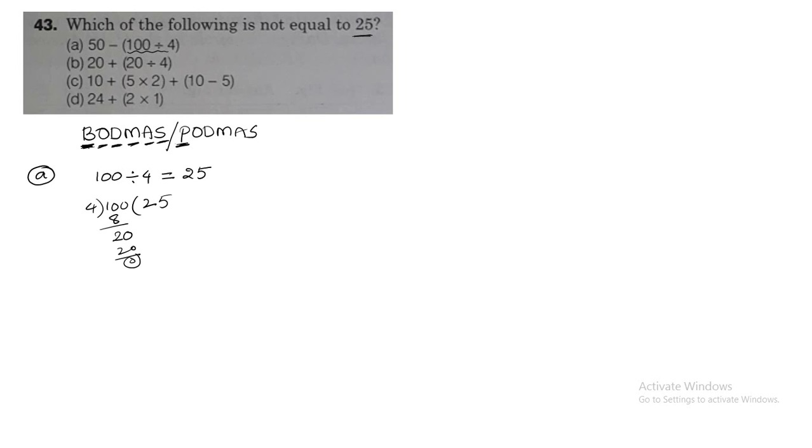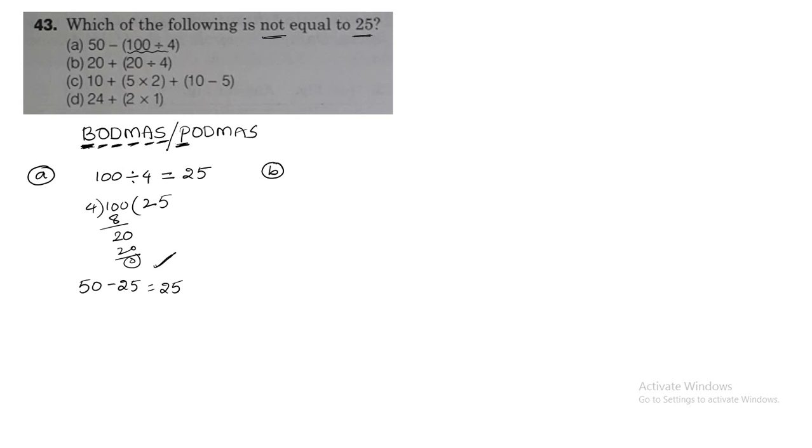Now when I substitute this value, option A becomes 50 minus 25, which is equal to 25. Now what is asked is not equal to. That means this is correct. Next, moving on to option B.